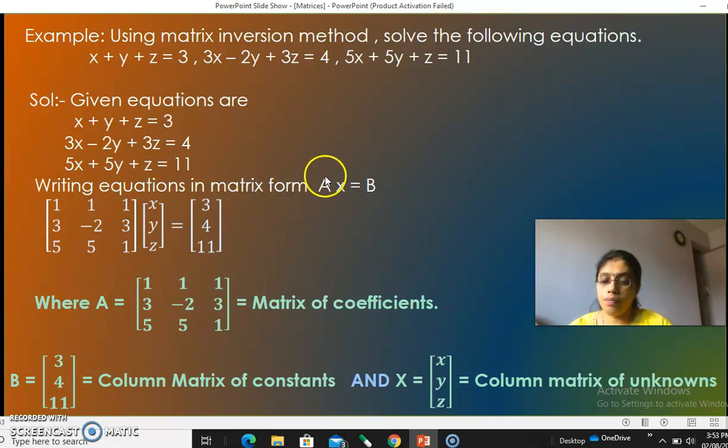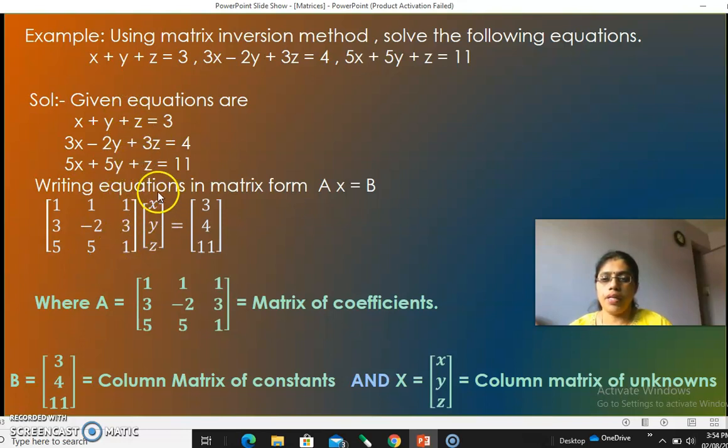What is matrix A? It's the matrix of coefficients of x, y and z. So this is that matrix A. See, what is that first column? It should be the coefficients of x: 1, 3, 5. You have to write those elements with their respective signs. Fine. The next column should be the coefficients of y: 1, minus 2, 5. Here it is. The third column should be the coefficients of z: 1, 3, 1.